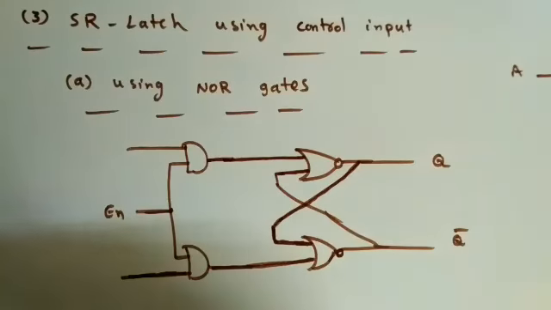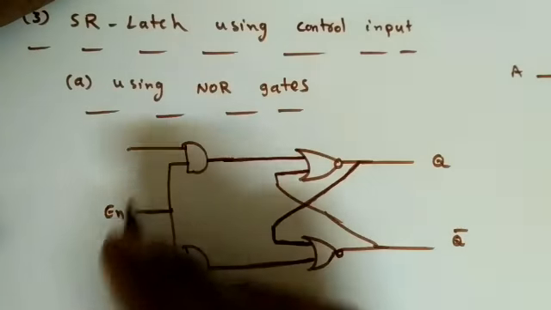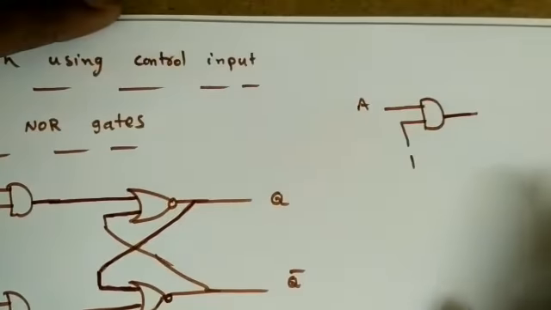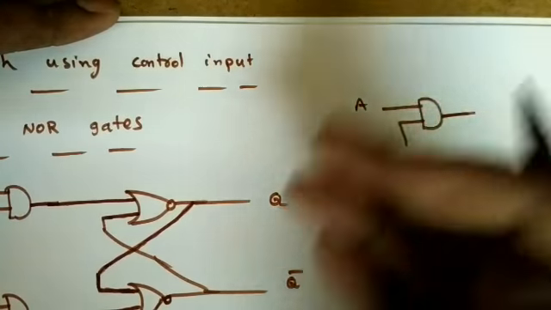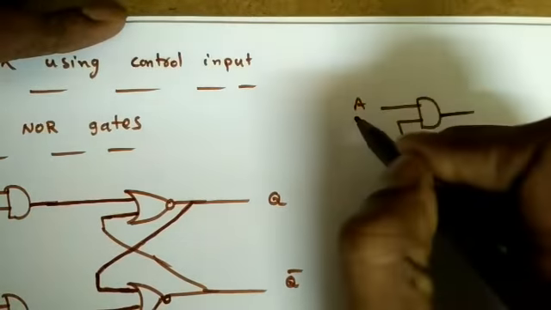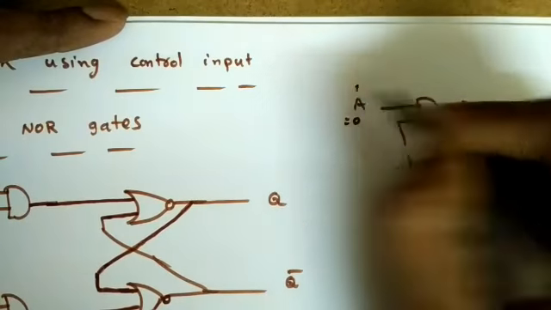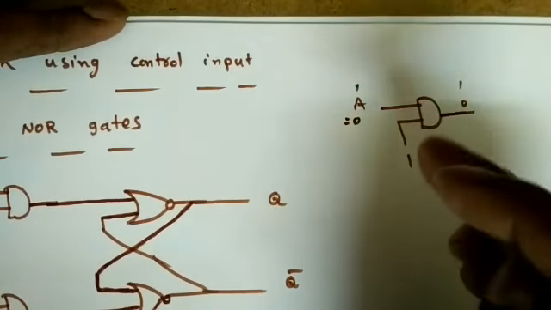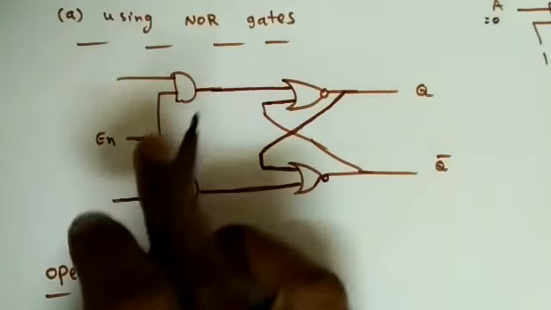So here, this is a NOR gate latch, but we are using AND gates as a control mechanism. How? If I give one of the inputs of the AND gate as 1, it will activate the operation. That is, if A equals 0, I will get 0. If A equals 1, I will get 1. Yes or no? For an AND gate, it will activate the operation when one of the inputs is 1. So that is the reason we are using the AND gate here.